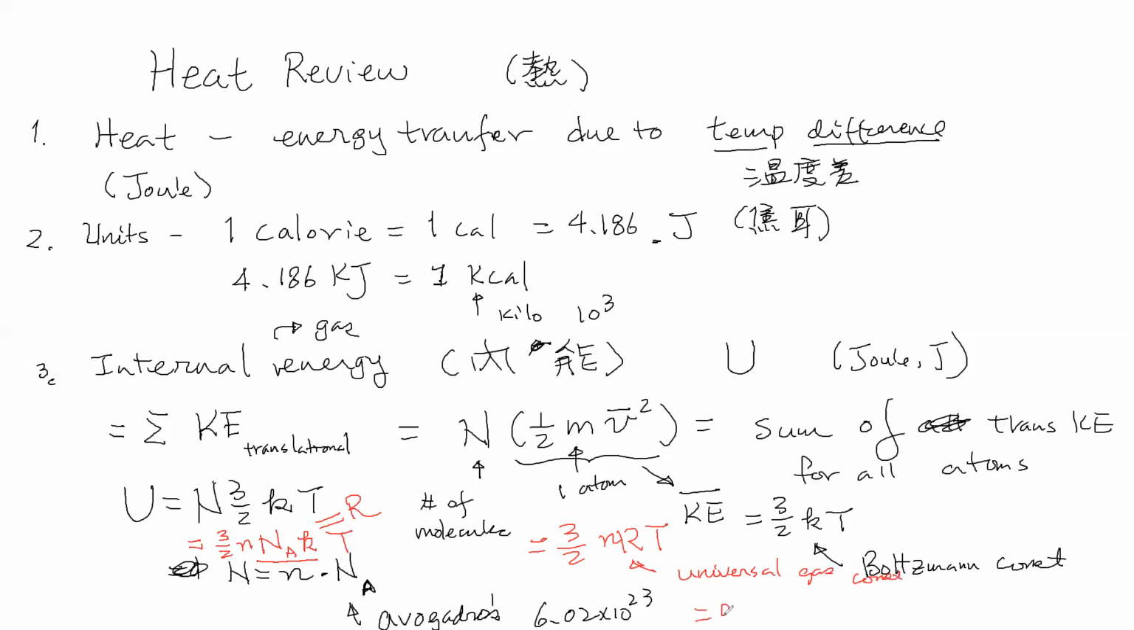And that's equal to 8.314 joule divided by number of mole. So how many mole do you have? Number of mole, right? And then times degree K. Okay, all right, so that's number 3. It's a little bit longer. And number 4, specific heat.